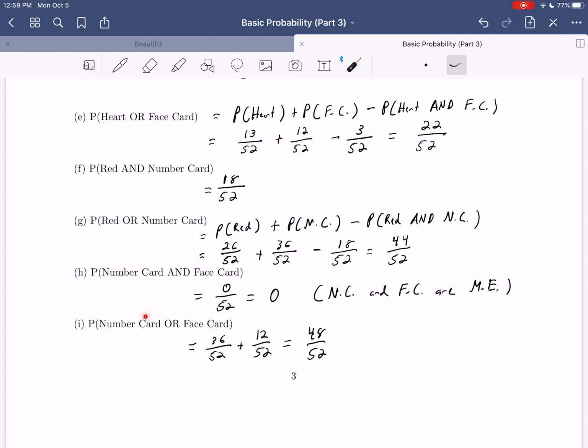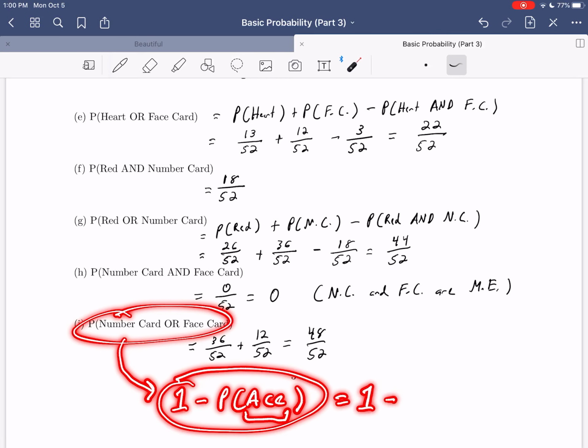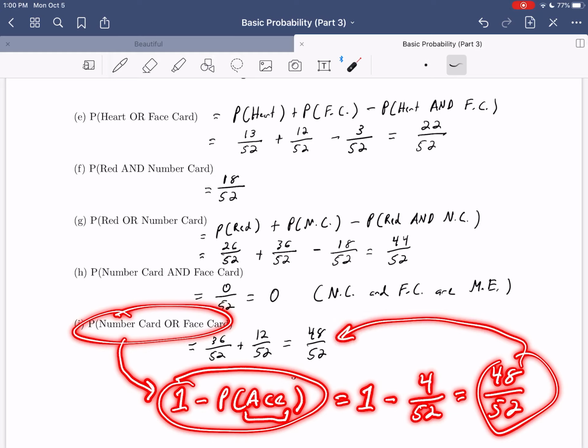Now, interestingly enough, if you try to come up with a clever way, there is a very clever way you can think about this. The only way that this would not happen is if you got an ace, right? An ace is the only type of card that is not a number card or a face card. So we could actually do this as 1 minus the probability of an ace, because the ace is the only way that this will not happen. This would be using the complement rule. Notice that that would give us 1 minus 4 out of 52, because there are 4 aces, which gives us 48 out of 52, just the same as this.